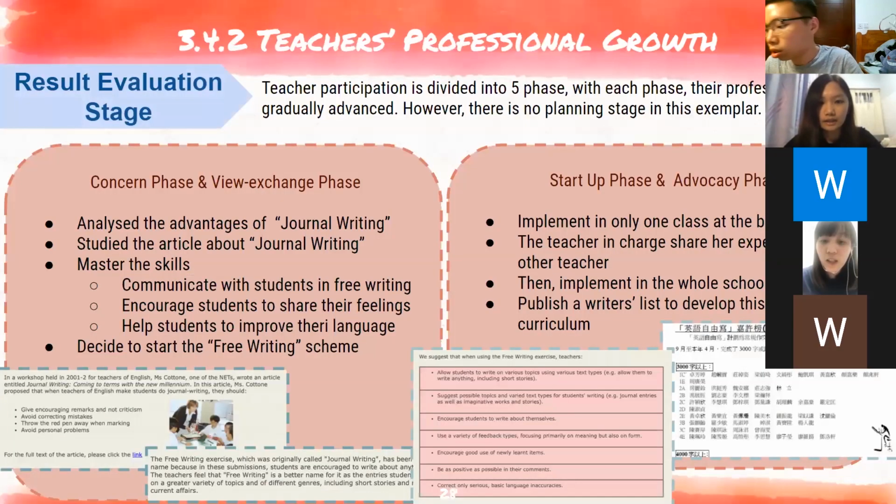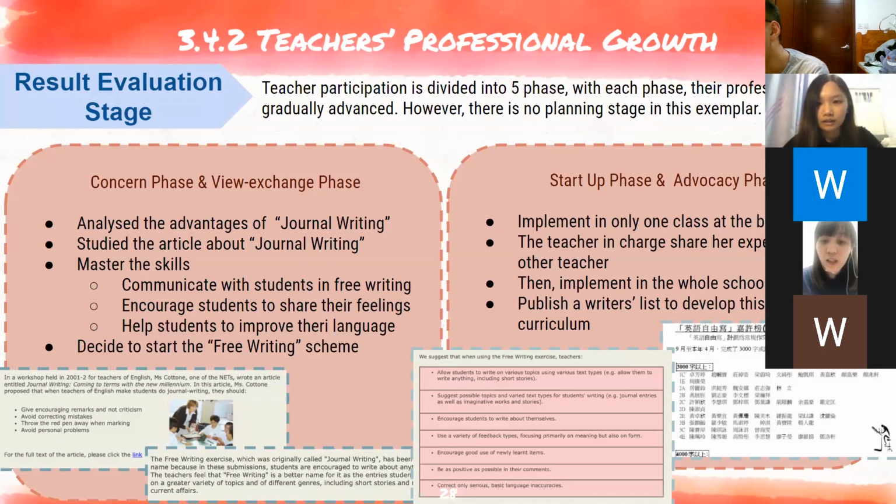For the teacher professional growth in the results evaluation stage, the teacher participation can be divided into 5 phases. With each phase, their professional autonomy gradually advances. The first stage is the planning stage, but there is no planning stage in this example.